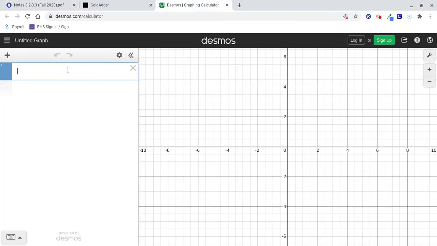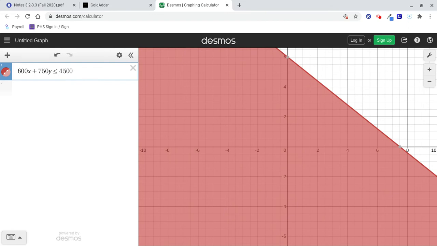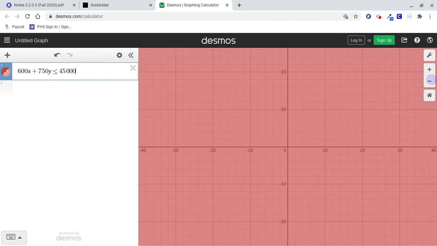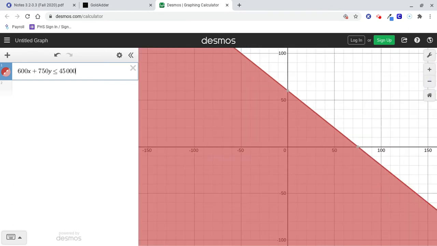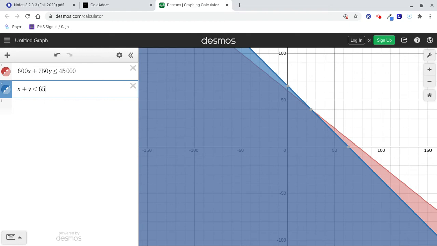So my first one, 600x plus 750y is less than or equal 45,000. Okay. Oops, another 0. Okay, so zoom out a little bit. You can see that crosses at 75 and that crosses at 60 right there. All right, that's good. We've got another one. X plus y is less than or equal 65.